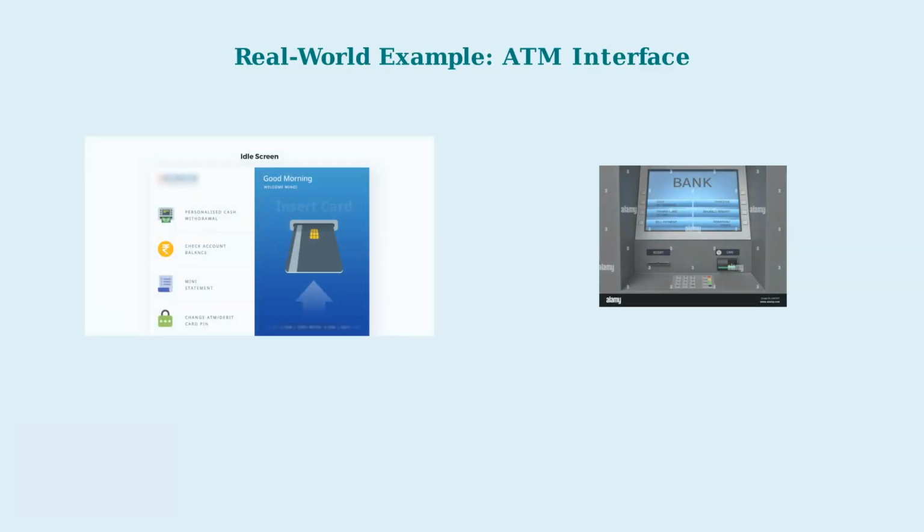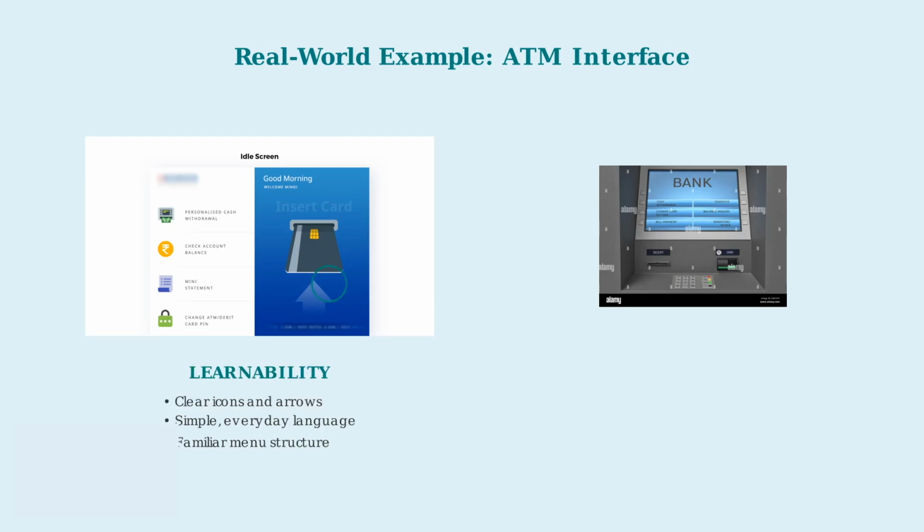ATM interfaces provide an excellent real-world example of usable design. These machines must serve millions of users daily, from tech-savvy individuals to those less comfortable with technology. Let's analyze this ATM interface using Nielsen's 5 components of usability to understand what makes it so effective for users worldwide. First, learnability.